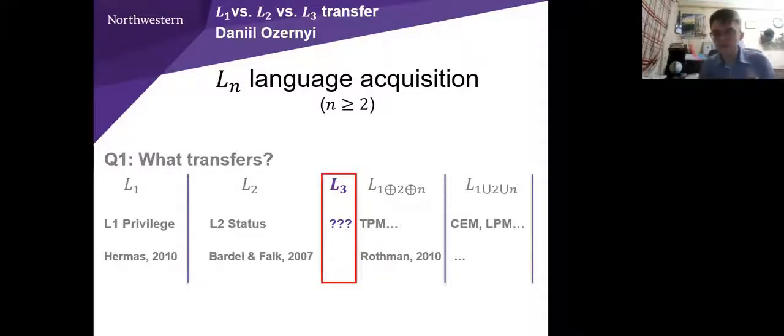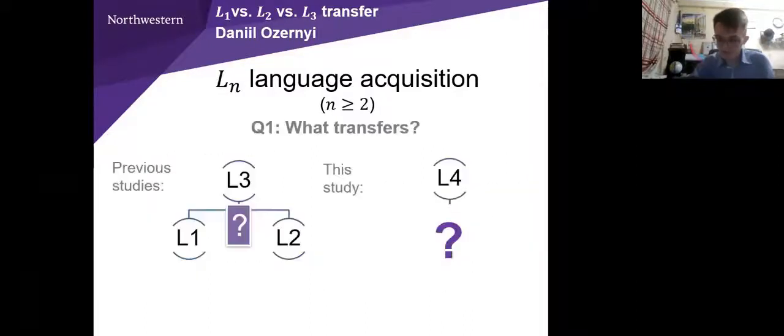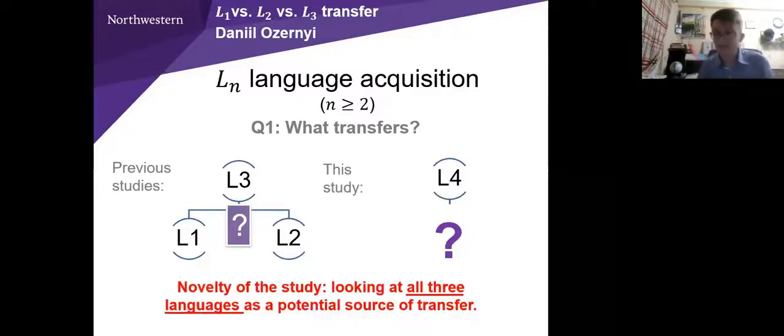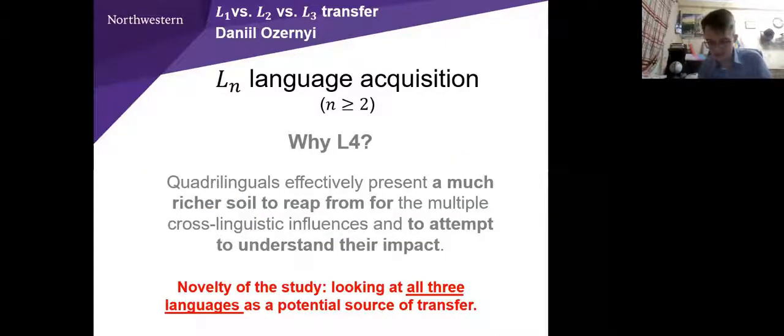Now, I want to emphasize the lack of models involving L3. While the previous studies considered which language would be privileged in L3 acquisition, L1 or L2, this study expands on that. Thus, the novelty of the study is in looking at all three previous languages as a potential source of transfer for L4. Why should that be the case?